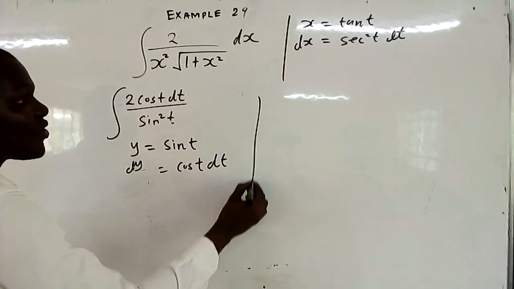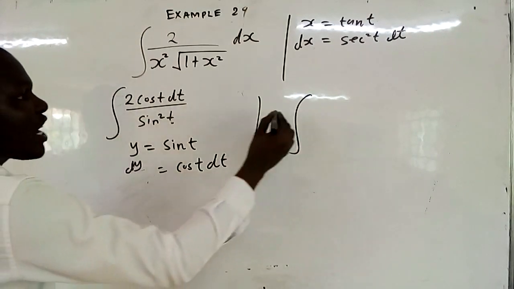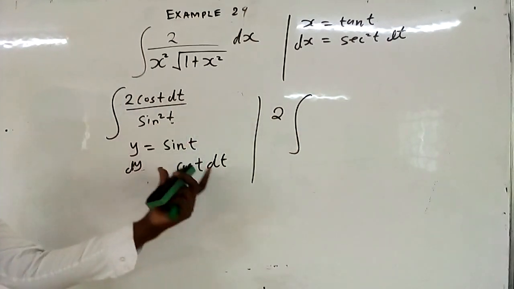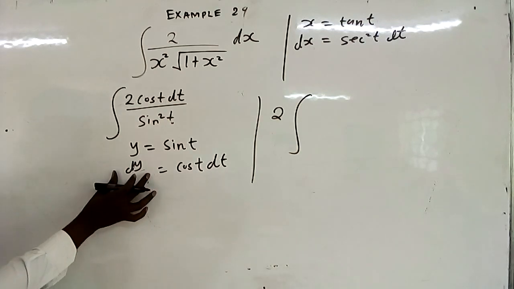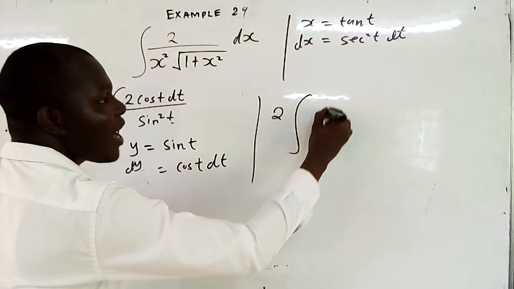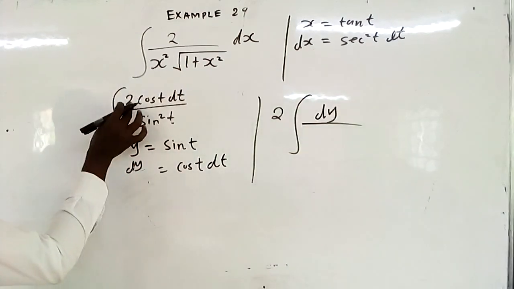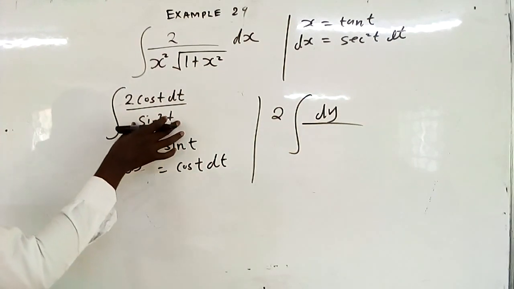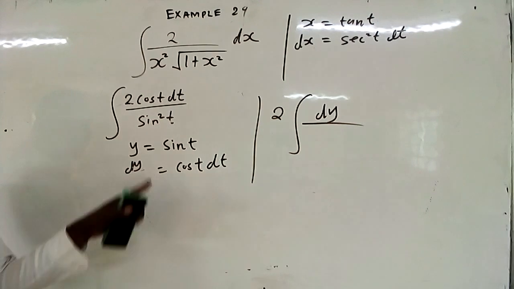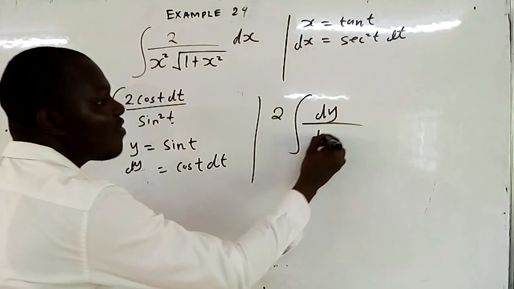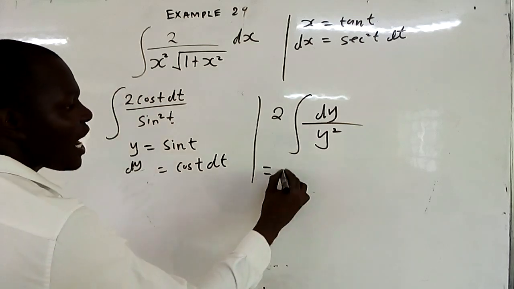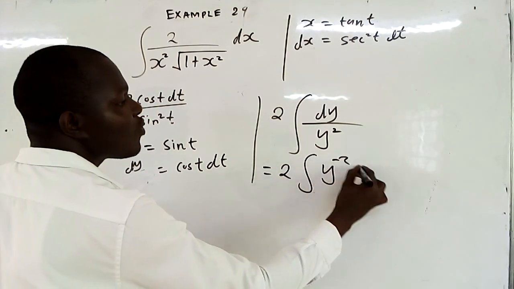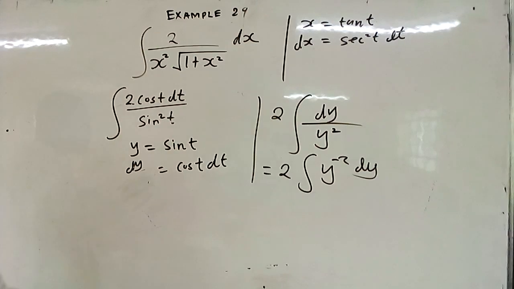So look here. We have the integral of 2, which is a constant, you factor it outside. Then cos t dt is the same as dy. Have you seen that? Cos t dt is the same as dy. So where there is cos t dt, you put dy. 2 is a constant, you factor it outside. Then in the denominator we have sin squared t, but sin t is y, meaning we have over y squared. So this means we have 2 integral of y raised to negative 2 dy. Because when it is in the numerator, it means it is raised to negative 2.